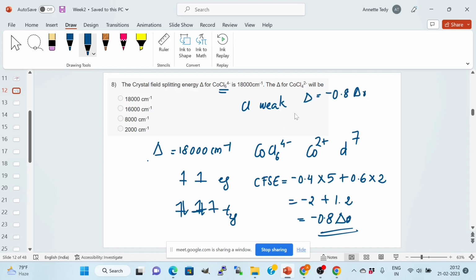And delta we already know, 18,000 something. So 18,000 is equal to minus 0.8 into delta O. So delta O we can calculate here. Delta O will be 18,000 divided by 0.8. So how much will be delta O? And let me calculate.